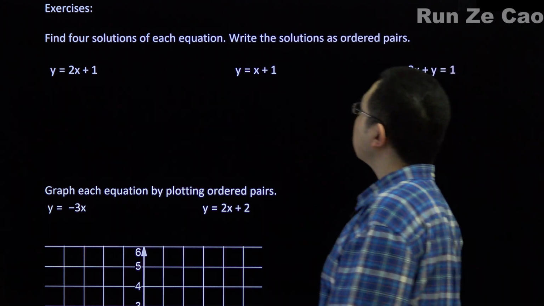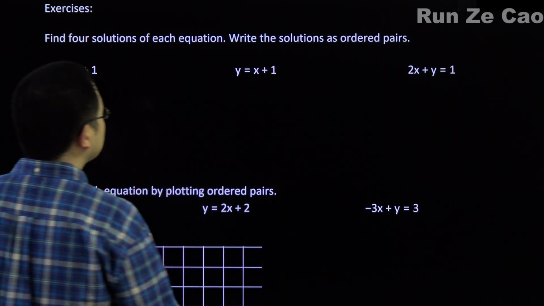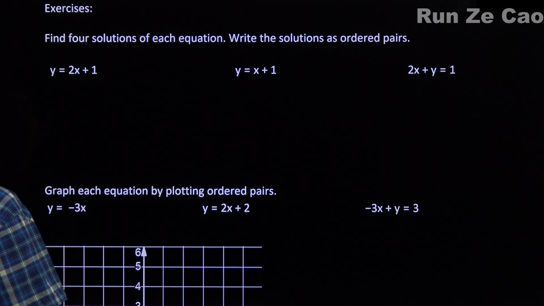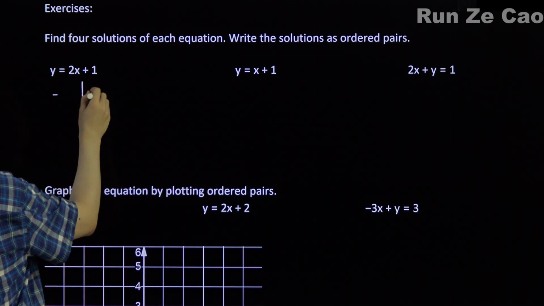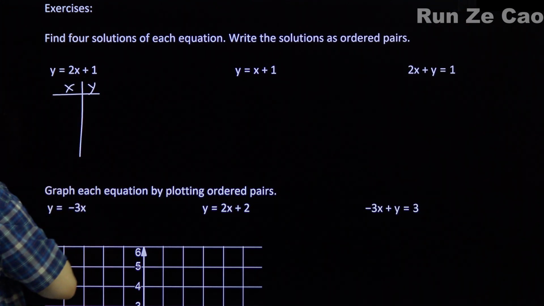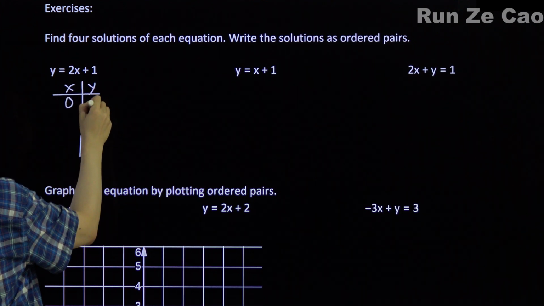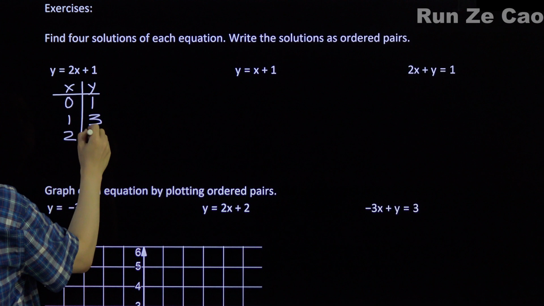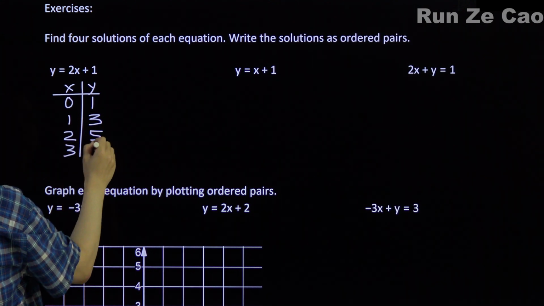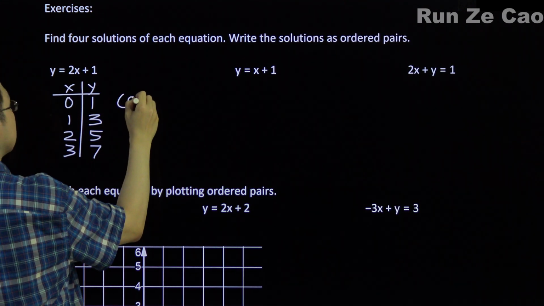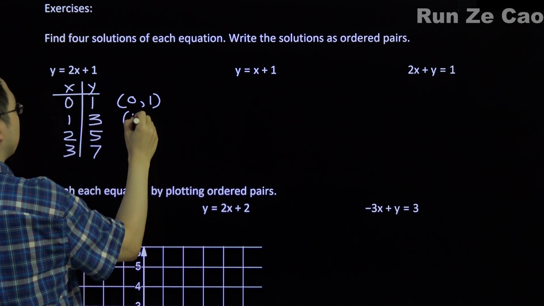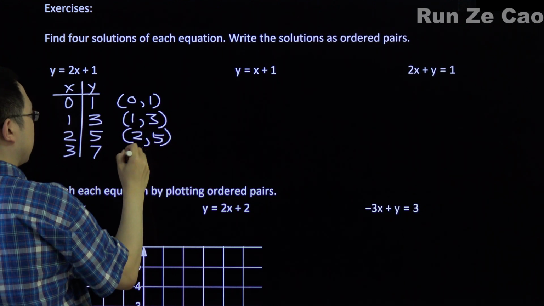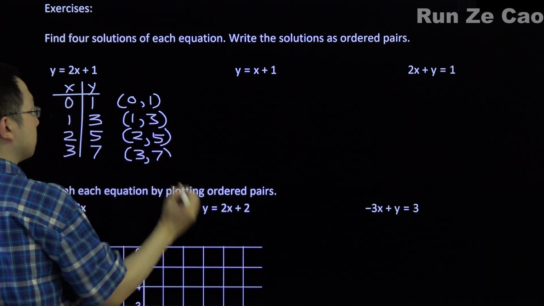Exercises. Find 4 solutions of each equation. Write the solutions as ordered pairs. Well, y equals 2x plus 1. Well, that's easy. X equals 0, y equals 1. X equals 1, y equals 3. X equals 2, y equals 5. X equals 3, y equals 7. So you list these out as (0, 1), (1, 3), (2, 5), and (3, 7).